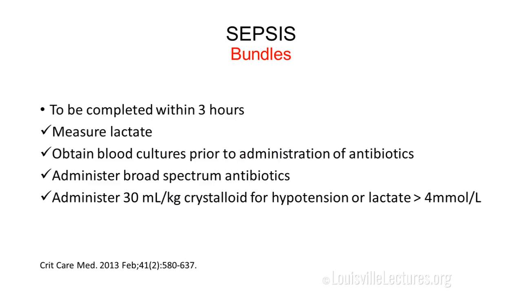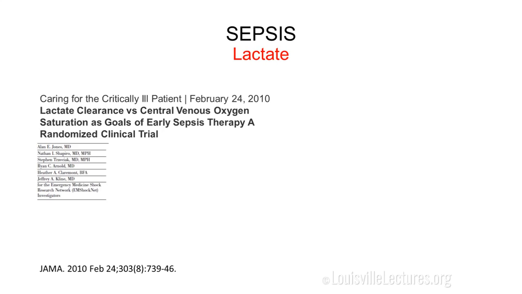So those are the sepsis bundles that are supposed to be completed within 3 hours. So you want to get a lactate level. You want to obtain blood cultures prior to administration of antibiotics. You want to administer broad-spectrum antibiotics. And you want to provide IV fluid, 30 cc per kilo of crystalloid for hypotension, or if the lactate is over 4. So let's talk a little bit about lactate.